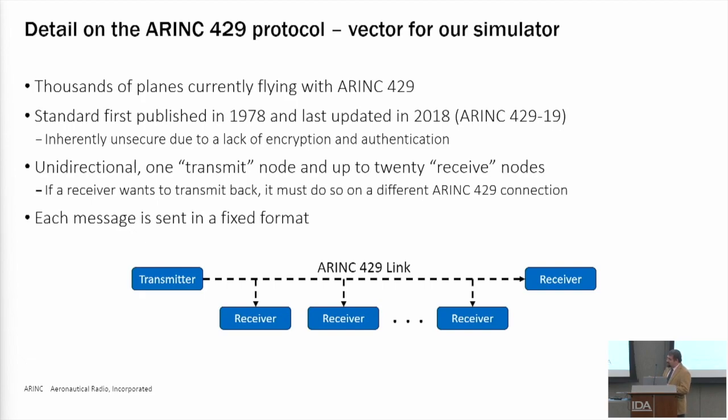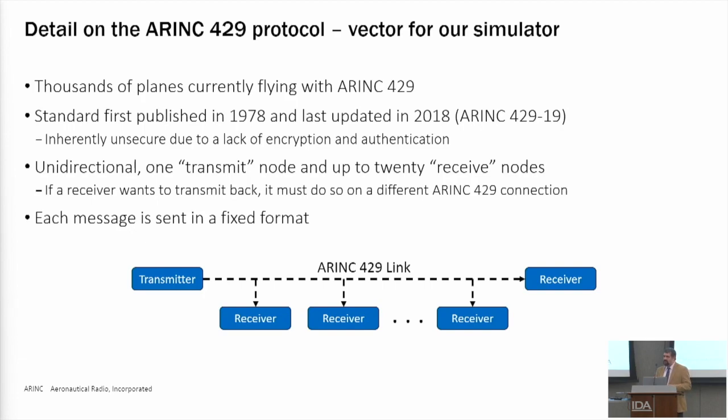So ARINC is, unlike the 1553 bus that I talked about, that's sort of like a party line telephone where everyone can hear. This is a very, very small network architecture. So you have one sender and then up to 20 receive nodes. And it is unidirectional. It is just one avionics system sending to others. If you want to talk back to the original sender, you have to build another ARINC 429 bus. So your aircraft can have many, many ARINC 429 buses, and they don't take up very much space because they're so limited in scope.